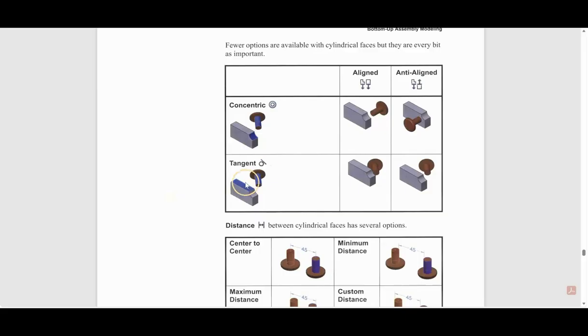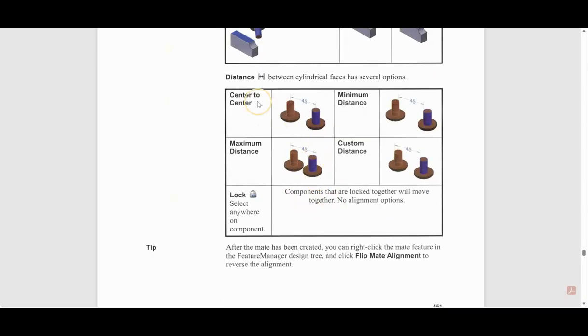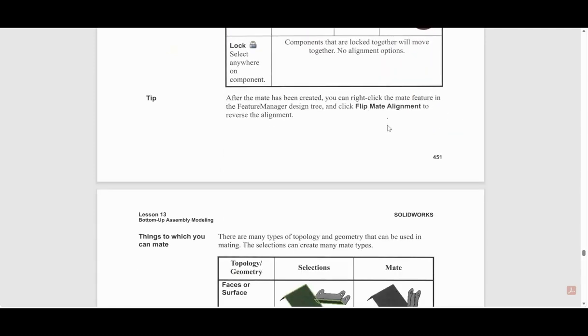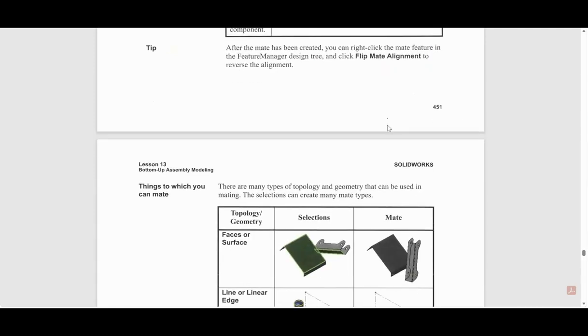Tangent means these two surfaces are going to touch. So aligned, anti-aligned. Again, we have center to center distances. We have other distances that we can use to control the part and how we mate.